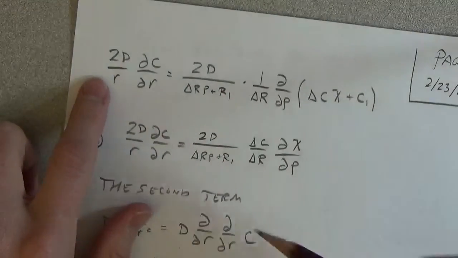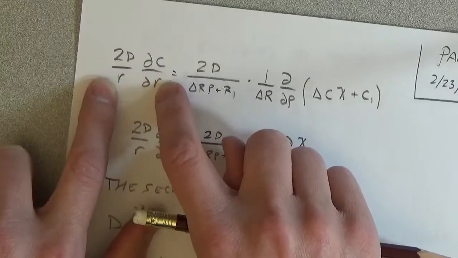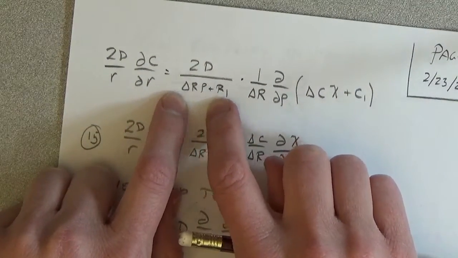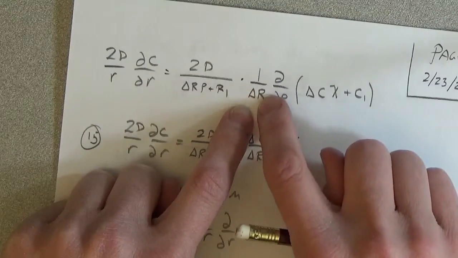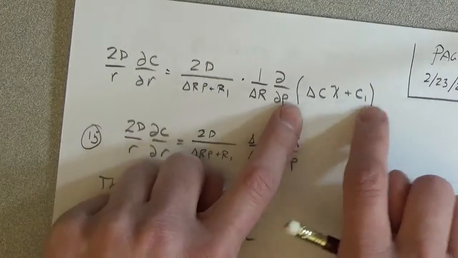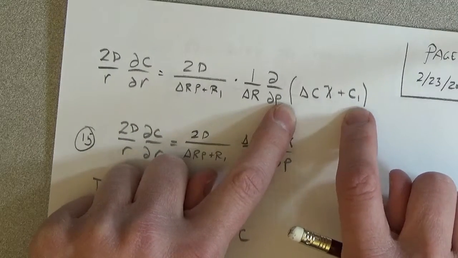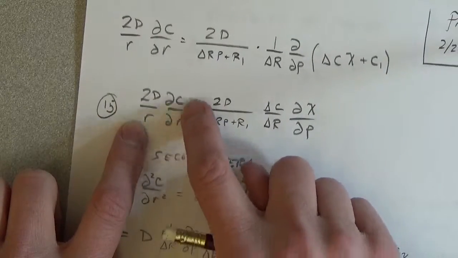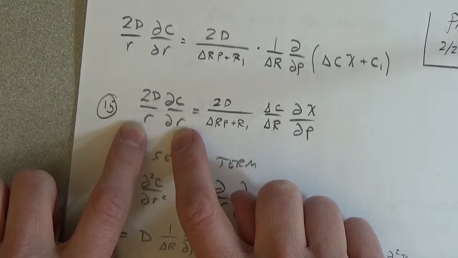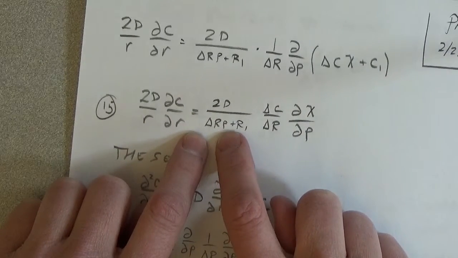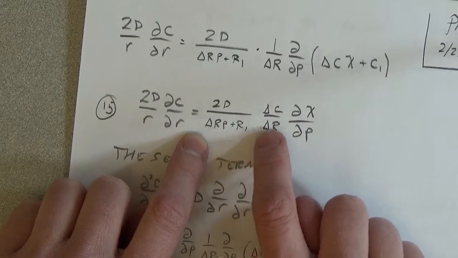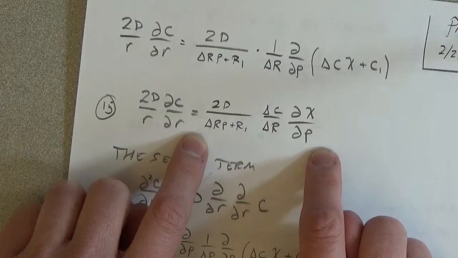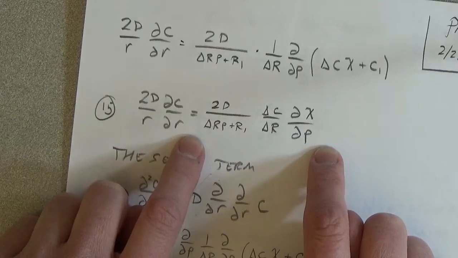So that means our first term, which is 2d over r dc by dr, can be written out as 2d, and replacing r, delta r rho plus r1, times 1 over delta r d by d rho of delta c chi plus c1, which simplifies to 2d delta c over delta r, times 1 over delta r rho plus r sub 1, d chi by d rho. So that's the first term on the right-hand side of the equation.